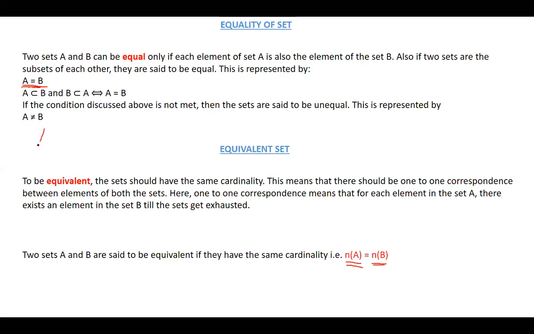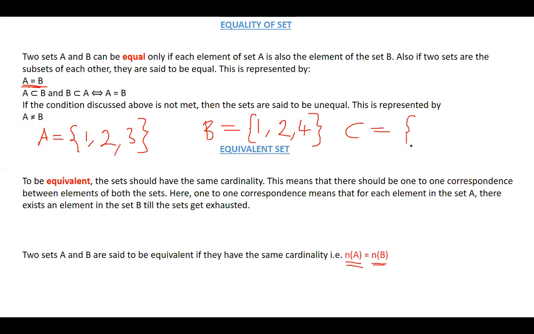So set A is equal to {1, 2, 3}, and set B is equal to {1, 2, 4}. And then we have also set C, which is equal to {1, 2, 3}.